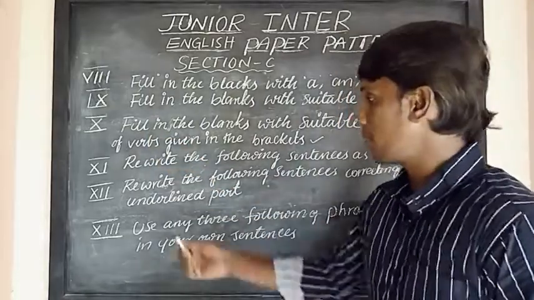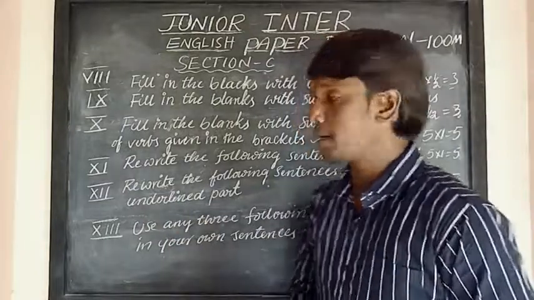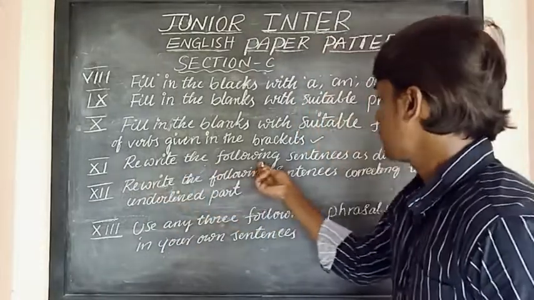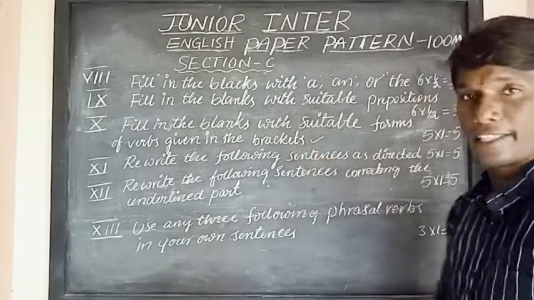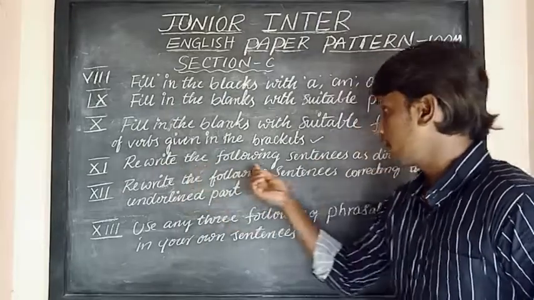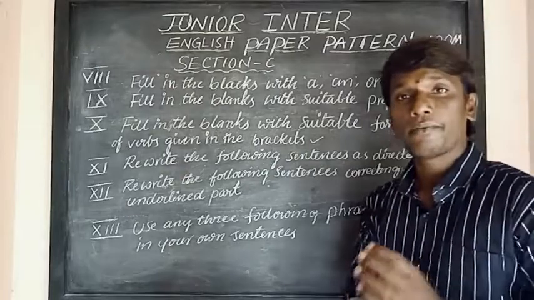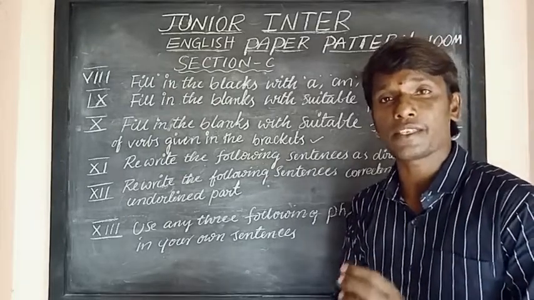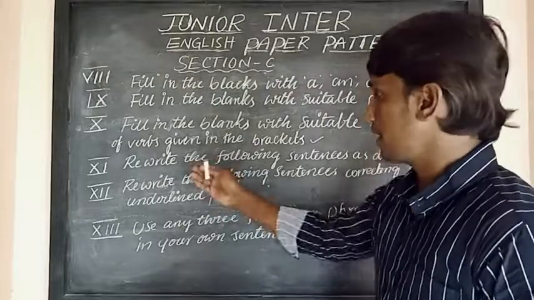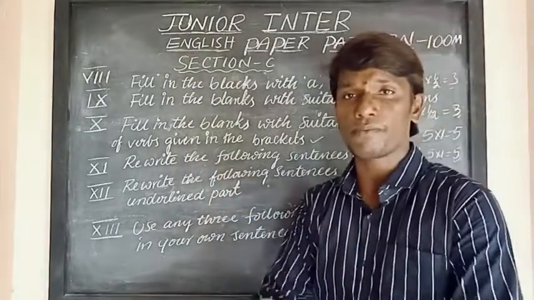Now Roman number 11, rewrite the following sentence as directed. Rewrite the following sentence as directed for 5 marks. So here 5 questions, 5 sentences will be tested. So this is nothing but transformation of sentences.